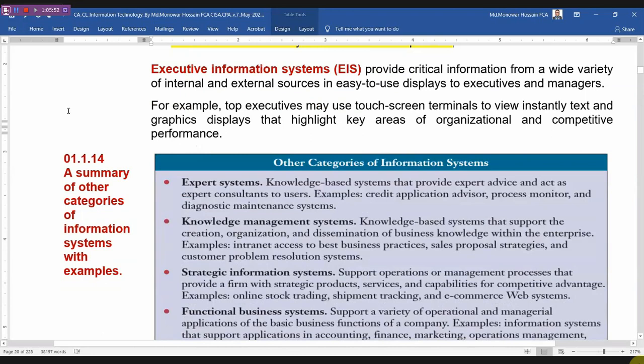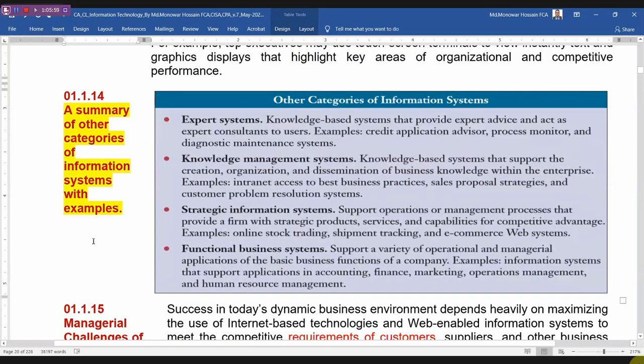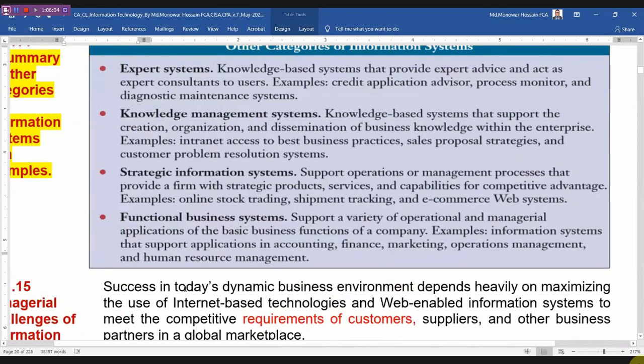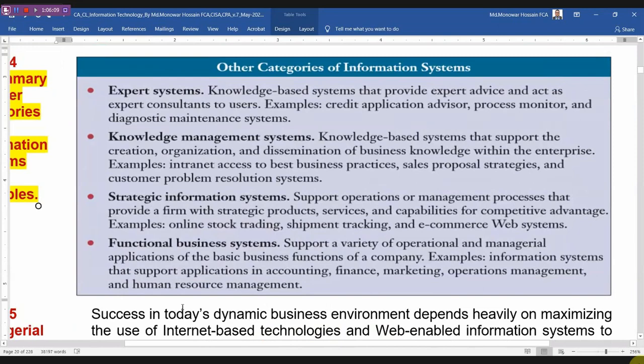There are different types of other systems that we also have. An expert system is a knowledge-based system that provides expert advice and acts as a consultant to the user, etc. For example, for taking our final decisions, there are a lot of systems here.